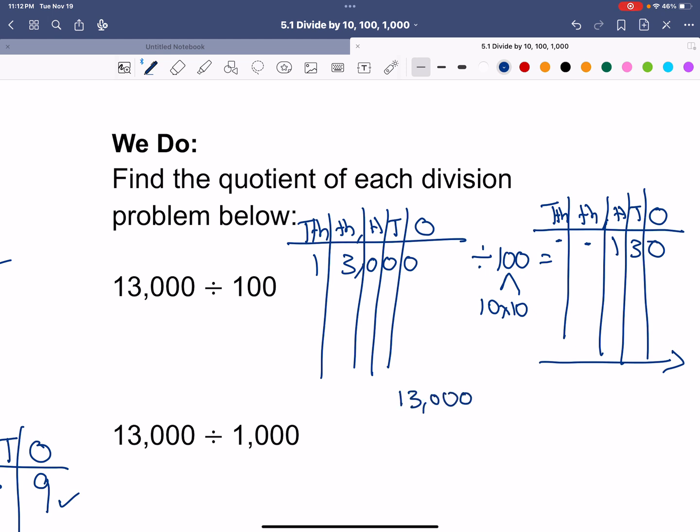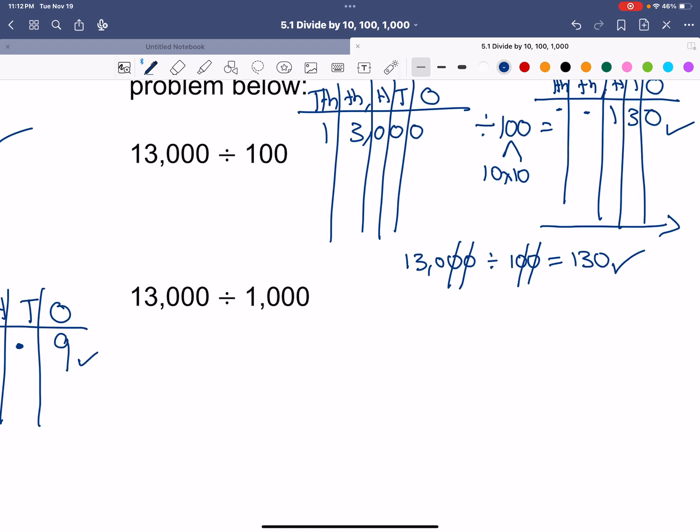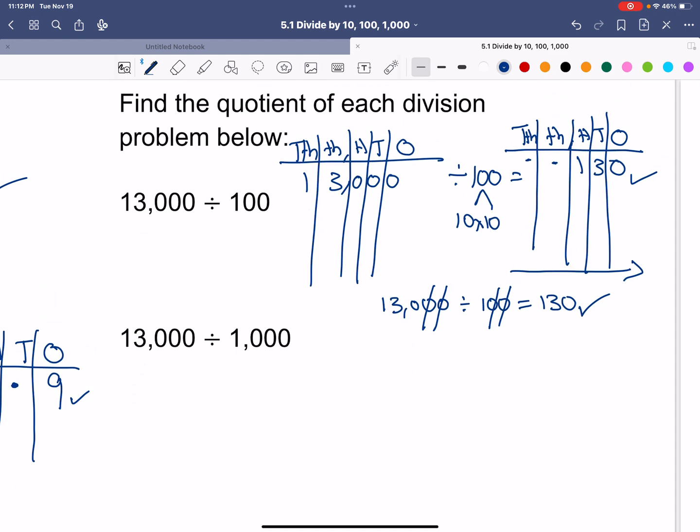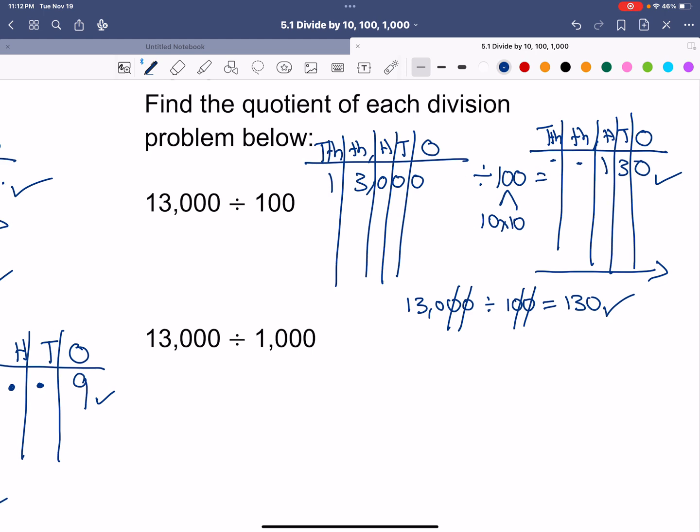13,000 divided by 100. In my divisor, I have 2 zeros. In my dividend, I got to take away 2 zeros. Looks like I have 1, 3, 0. Yep, that's the same. Nicely done, class. Let's go ahead and move on to the last one before you do your own independent practice. So that's going to be 13,000 again. So that's again OTH, comma, TH, and TTH.